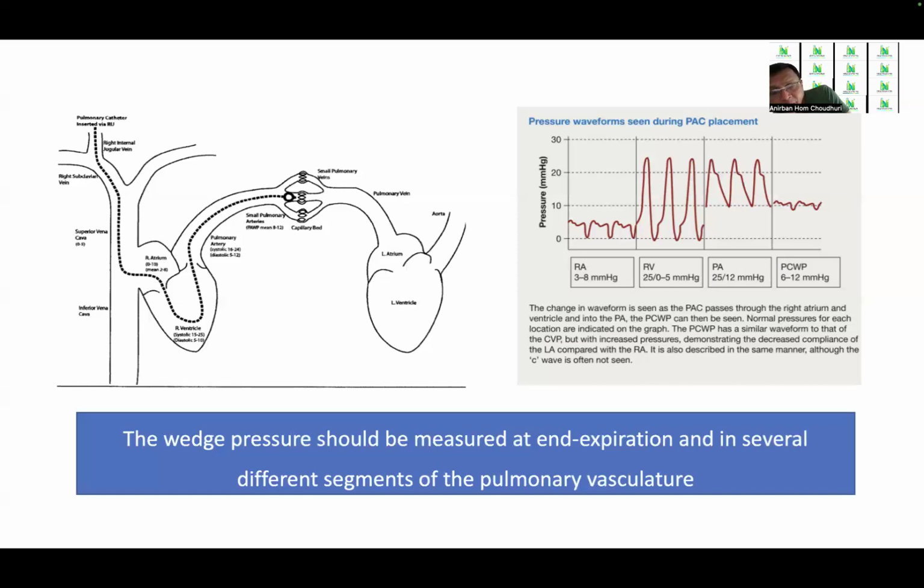So this wedge pressure, one has to remember, should be measured at end expiration and in several segments of the pulmonary vasculature, because otherwise it may be very difficult to comment upon whether that is correct or not.